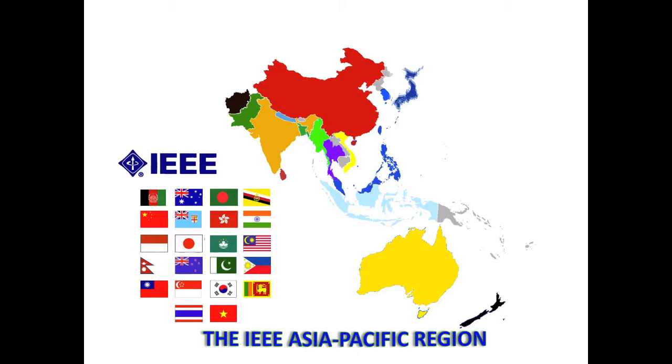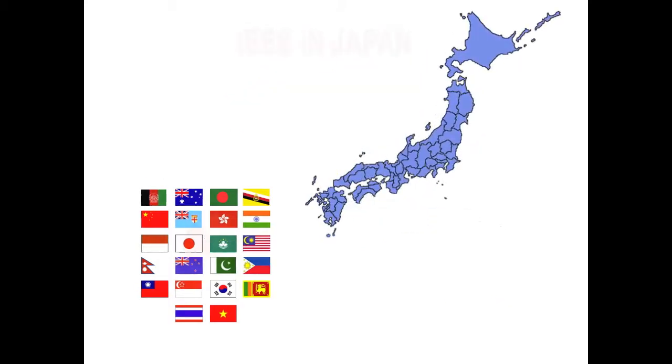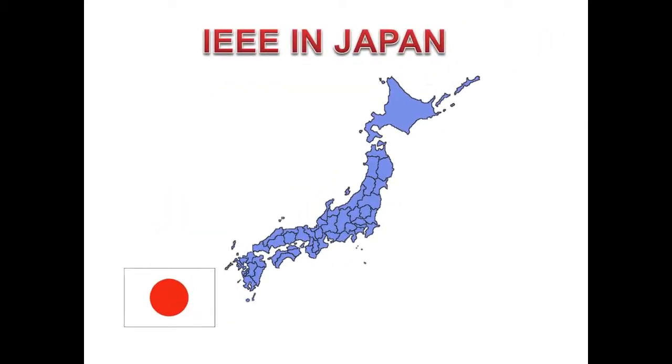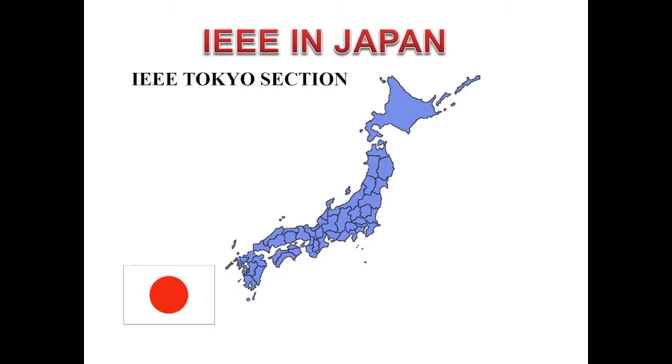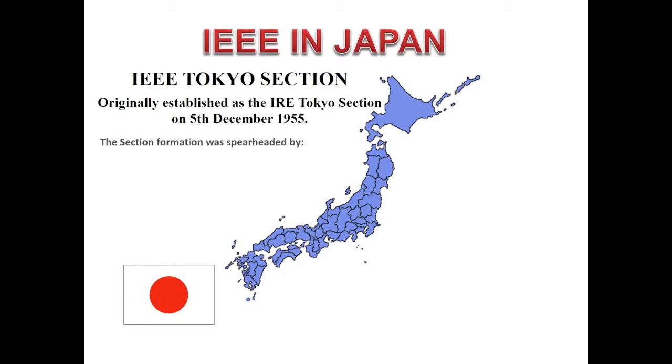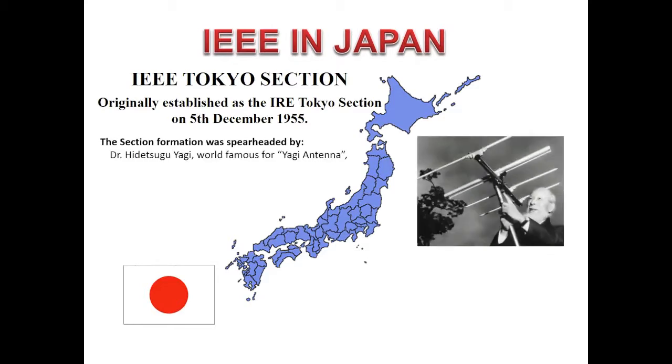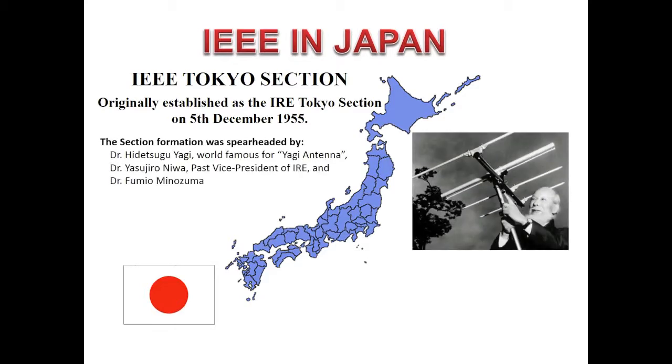The IEEE Tokyo section was originally established as an IRE section on 5 December 1955. The establishment of the Tokyo section was spearheaded by Dr. Hidetsugu Yagi, world famous for the Yagi antenna, Dr. Yasujiro Niwa, past vice president of IRE, and Dr. Fumio Minazuma. The section was renamed IEEE Tokyo section in 1963.